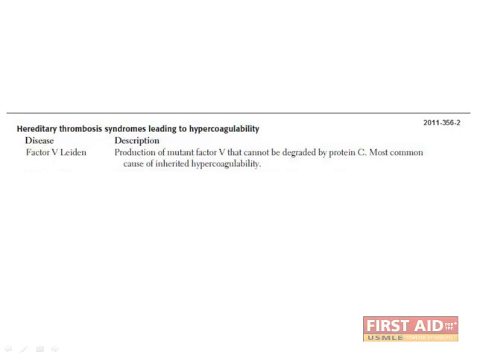Factor V Leiden is the most common of these and is a mutation in factor V that prevents it from being degraded by protein C. A mutation in the 3' untranslated region of the prothrombin gene can prevent a sufficient amount of this protein from being produced, and patients with this mutation will often have venous clots.